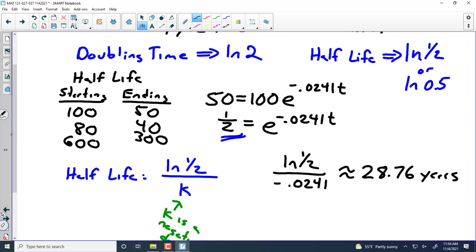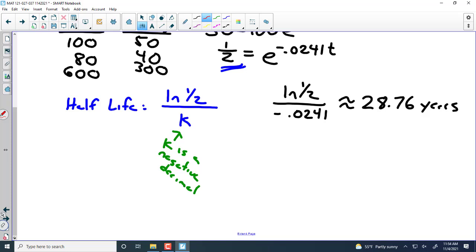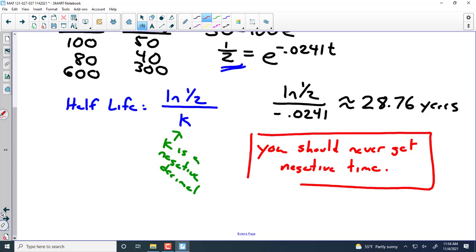Little tip for everyone, no matter what you do, you should never get negative time. If you say something's going to happen in -4 years or -12 hours, then you made a mistake with your sign somewhere. You're using a wrong number, you forgot to put a negative on your K, or you put a negative on your K when you weren't supposed to. So make sure you never get a negative amount of time. It's not a bizarre problem. It's incorrect, unfortunately.